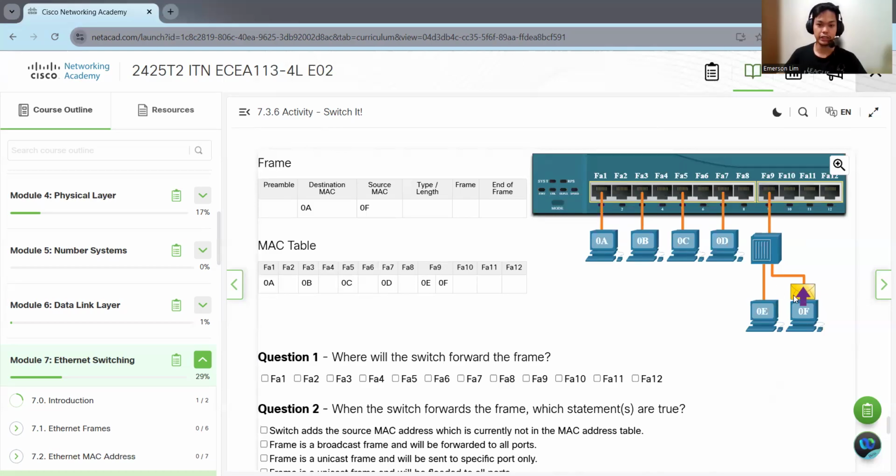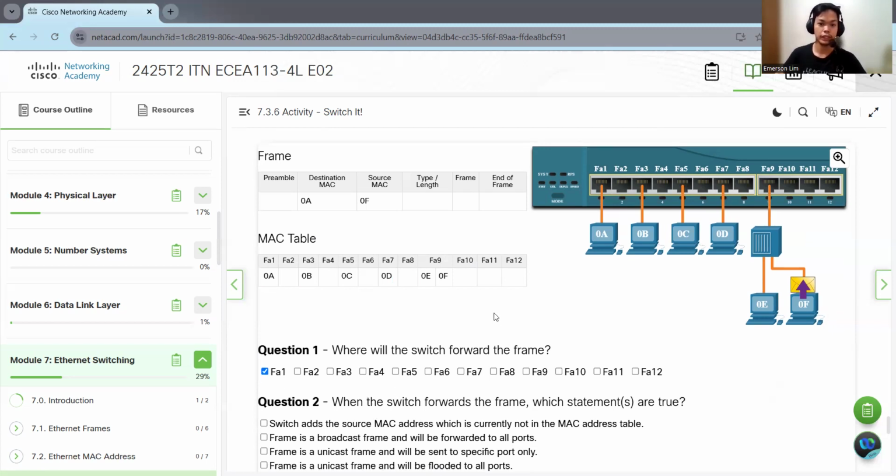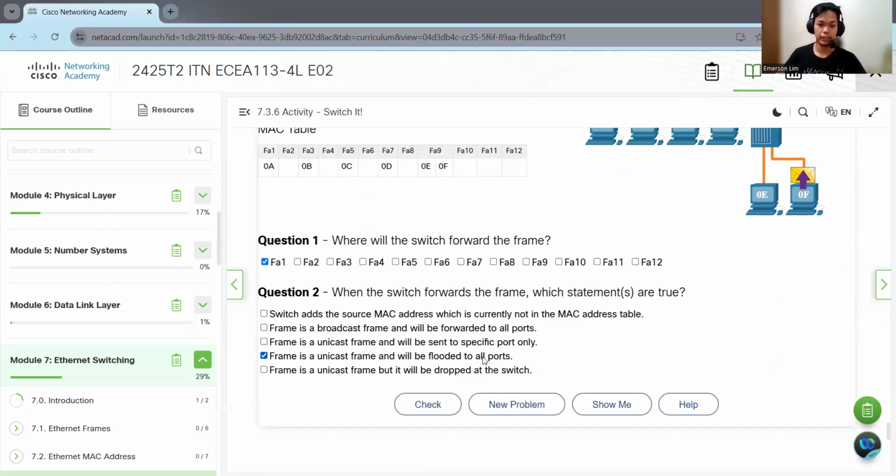Our destination is 0A and our message is 0B. Are they recognized? Yes, they are recognized. So this means only FA1. It will go straight to the switch, and it will be to a specific port. Let's check. Correct. Thank you for listening. That's my activity.